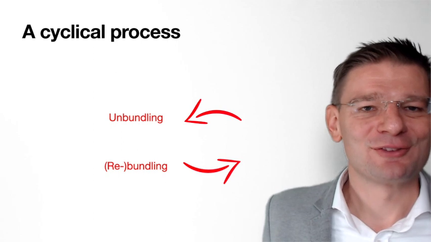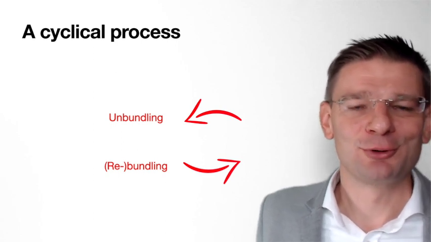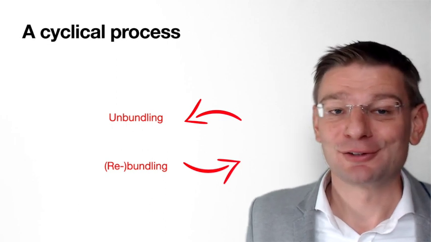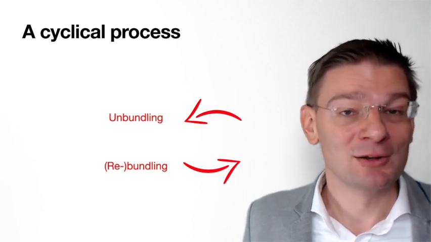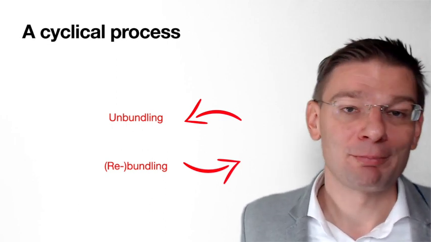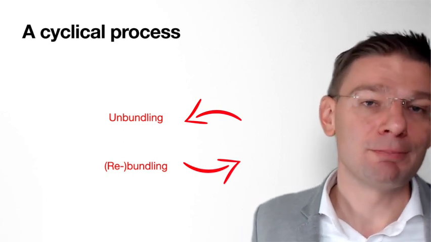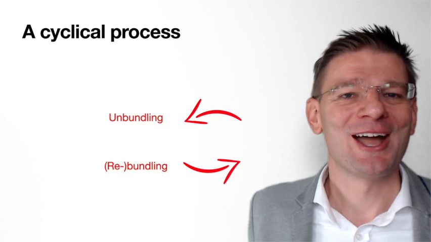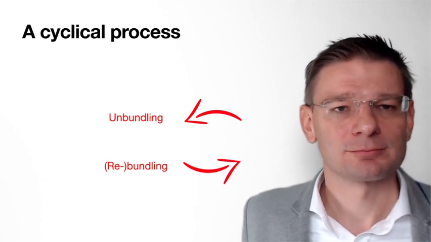So as you can see, it's typically a cyclical process, and everyone who has seen a kid play with Legos knows that this is really a cyclical process. You start by bundling things together, then you take them apart, you unbundle them, and you rebundle them and create something new, something hopefully better, out of those parts.